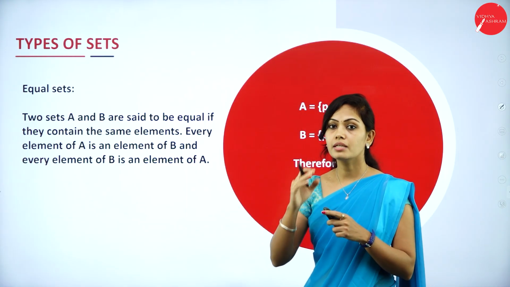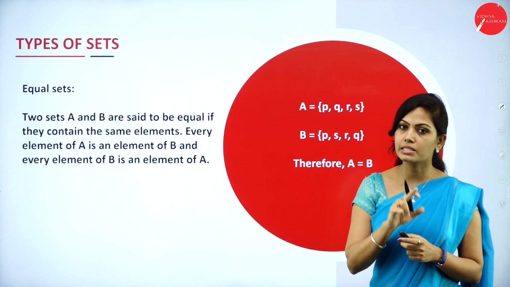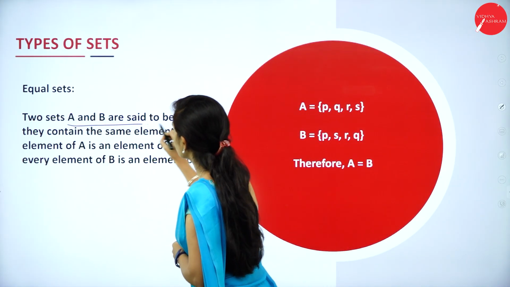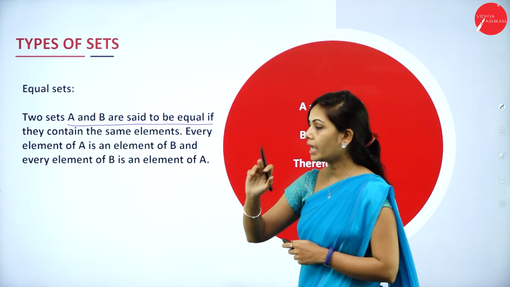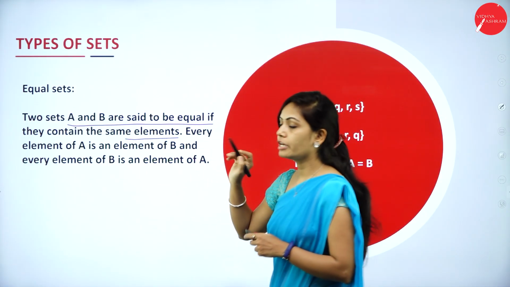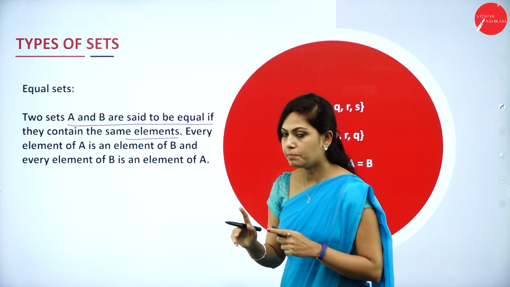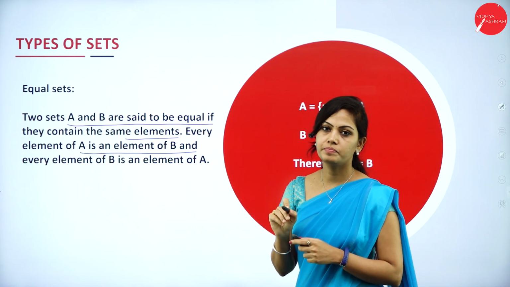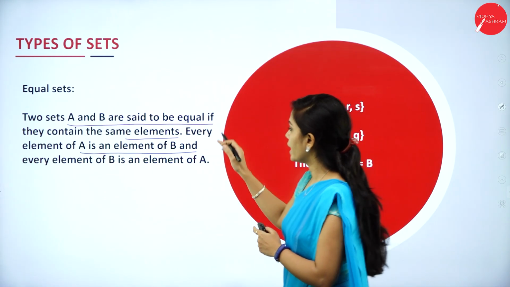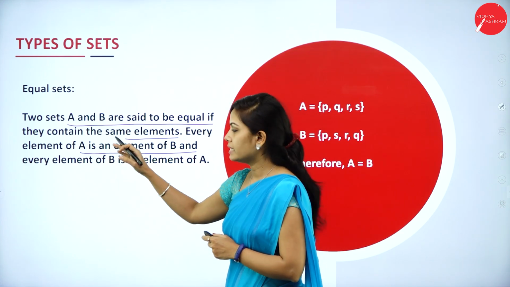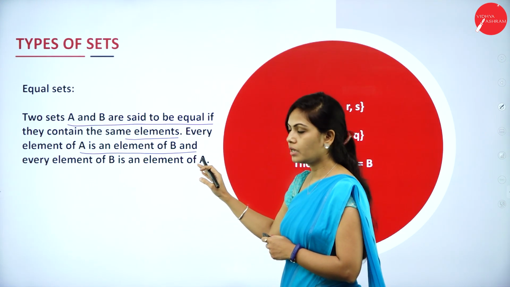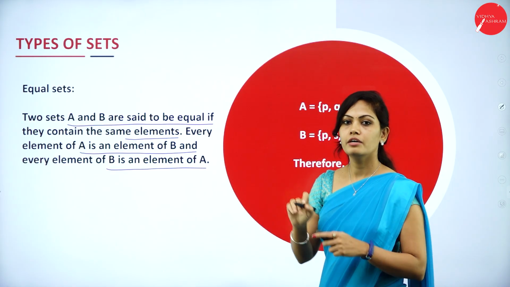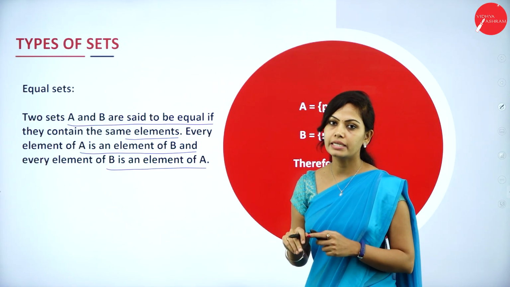In equivalent sets, the cardinal number of the sets is the same, but in equal sets, two sets A and B are said to be equal if they contain the same elements. Every element of A is an element of B, and every element of B is an element of A. Please understand the concept properly. We can call them equal sets.